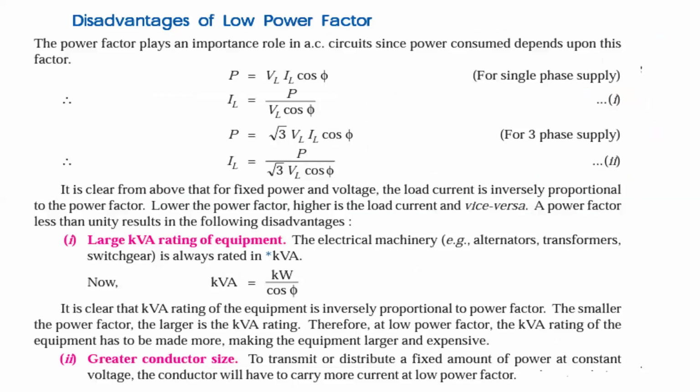Finally, try to understand one thing here. I just want to draw one triangle right now. This one is phi, this one is P, this one is Q, and this one is S. Q is in units of kilovolt ampere reactive, P in kilowatts, and S in kVA. From that, can you evaluate the value of cos phi? It is kilowatt by kVA.